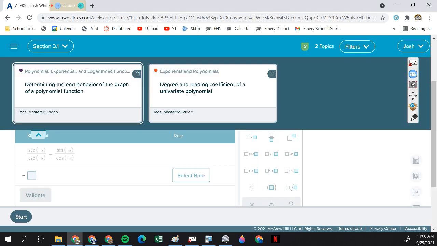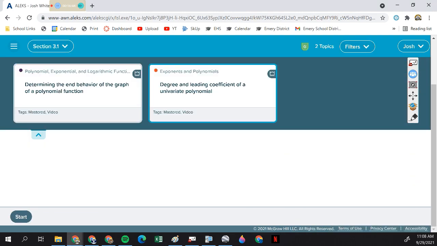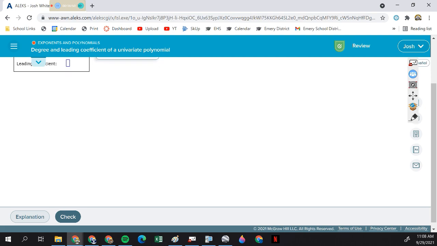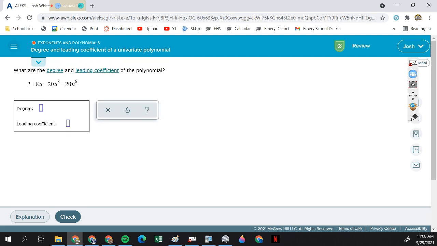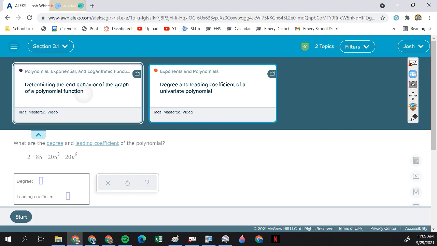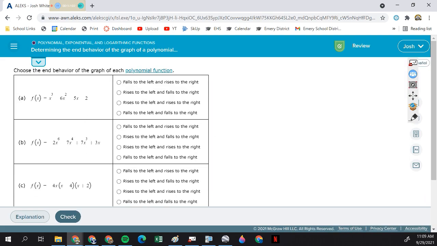And this one says, find the degree and the leading coefficient. So in this case, the degree is 8 and the leading coefficient is negative 20. Super easy. Okay? And then here, you're going to determine the end behavior. So the first one, the degree is 3 and the leading coefficient is positive, so it falls to the left and rises to the right. Okay? What about B?